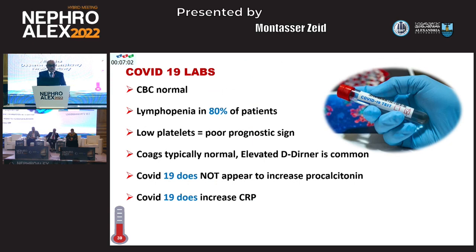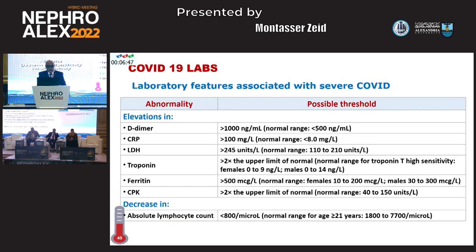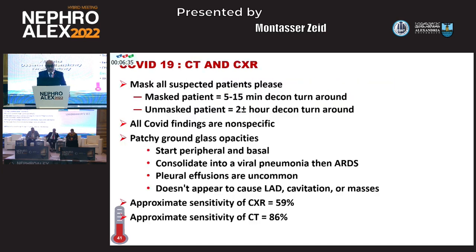The lab CBC is normal except for lymphopenia. A low platelet count is a poor prognostic sign. Elevated D-dimer is common. COVID-19 does not appear to increase procalcitonin, but COVID does increase CRP. Abnormalities noticed in the lab include elevation in D-dimer, CRP, LDH, troponin, ferritin, CPK, and a decrease in lymphocyte count.